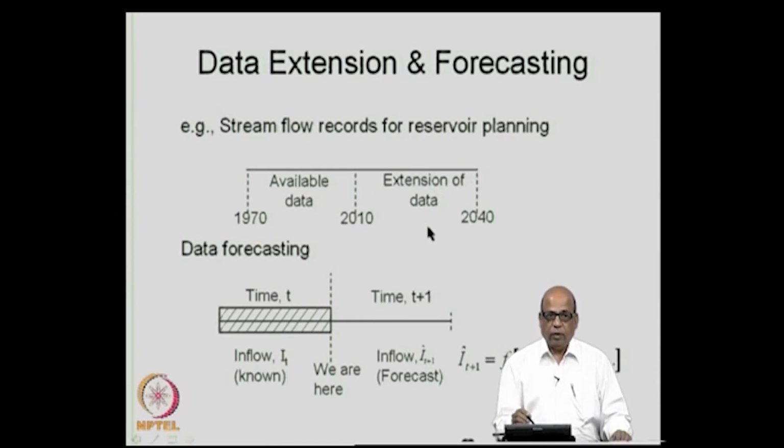The data generation will include extension of data, procedures for extension of data, but additionally the data generation will provide us with several sequences of the data which has the same properties, same statistical properties of the observed data. By available data here, I mean these are the data that are actually observed on the field.